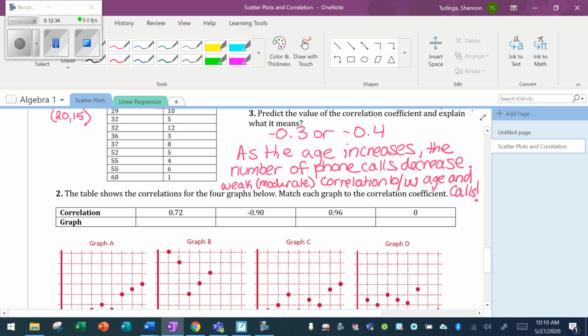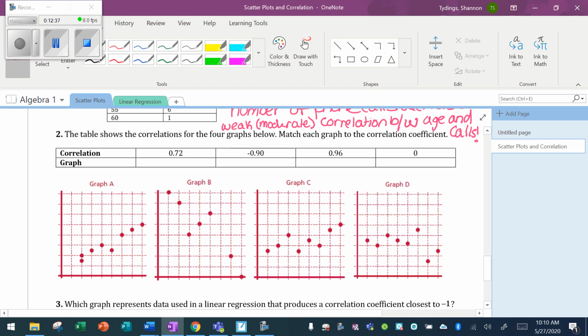All right, so as we continue, we're going to take a look right here. The table shows the correlations for the 4 graphs below. We want to match each graph to the correlation coefficients. So the first thing I want you to do is write on each graph if you think it's positive or negative or no correlation. So the first graph, graph A, we would consider this to be positive. Graph B, we'd expect that this is negative. Graph C, it's on the positive side. And graph D, nothing's really happening, so we'd say it's about none.